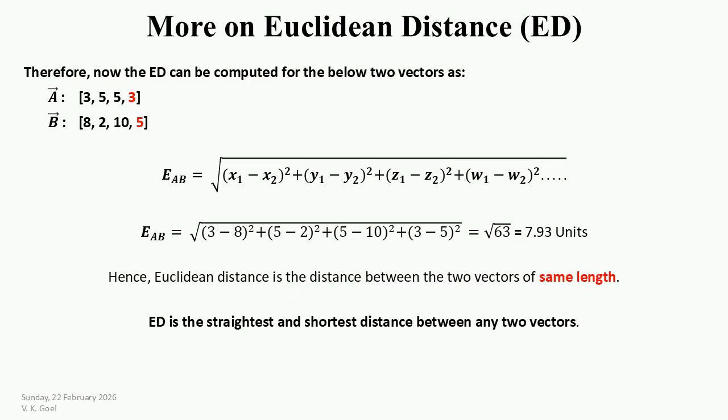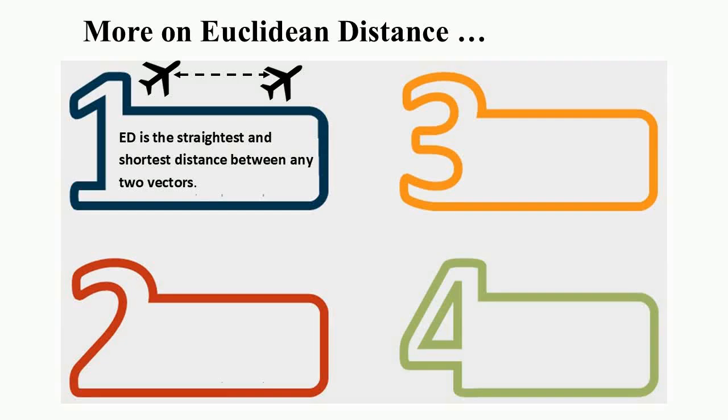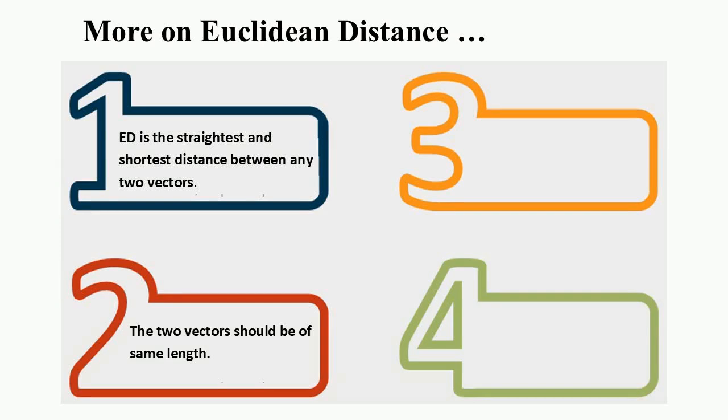Computation of Euclidean distance can be understood from the example here. The two vectors should be of the same length for computation of Euclidean distance. Moreover, Euclidean distance is the straightest and shortest distance between any two given vectors of the same length. It is important to note here that the two vectors should be of the same length.